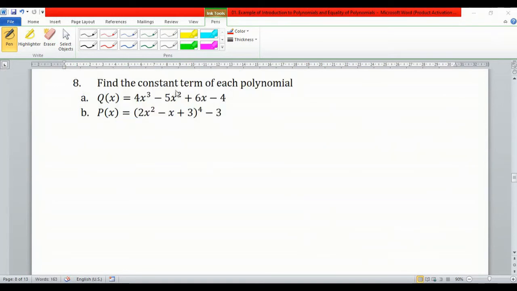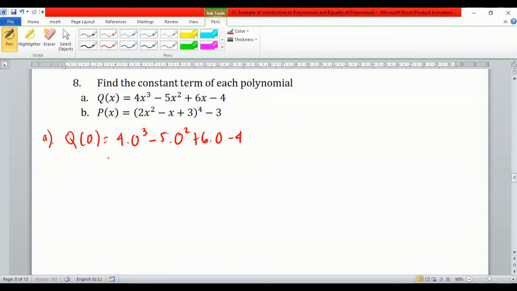Now find the constant term of each polynomial. Remember that for the constant term, you need to substitute each variable with 0. So when you substitute them, you will get Q(0) equal to 4 times 0 power 3 minus 5 times 0 square plus 6 times 0 minus 4.